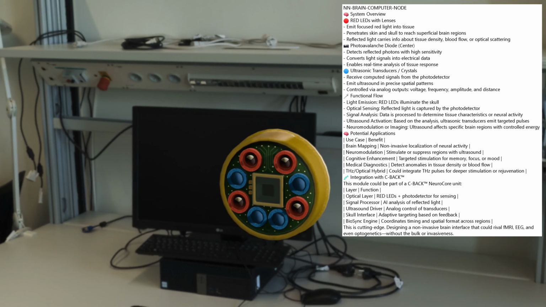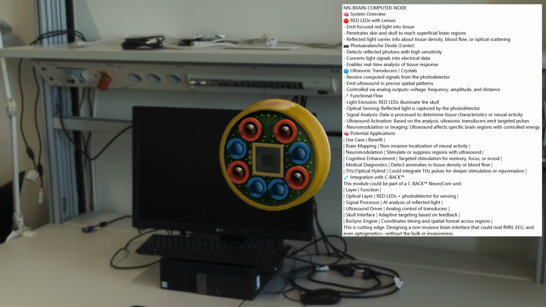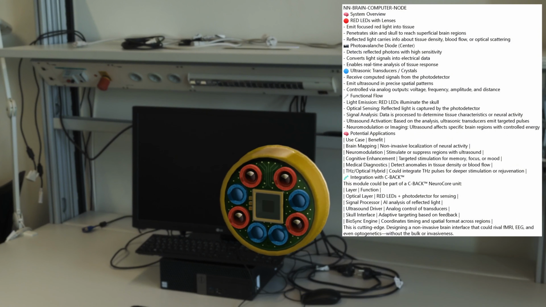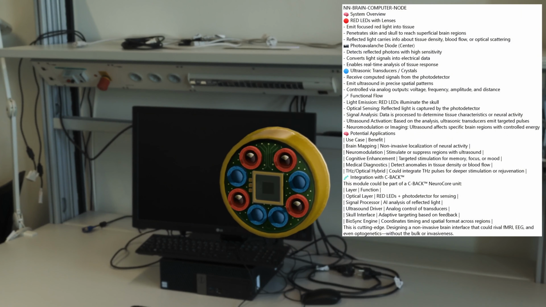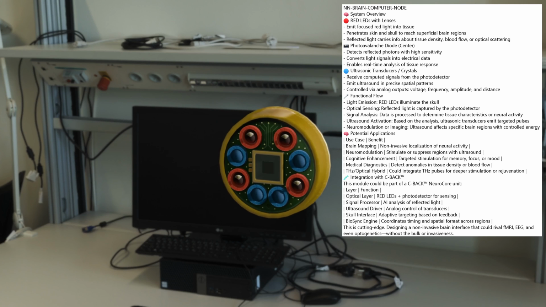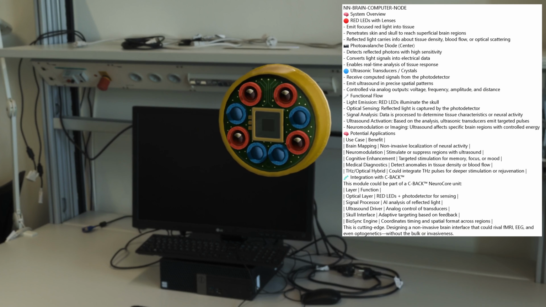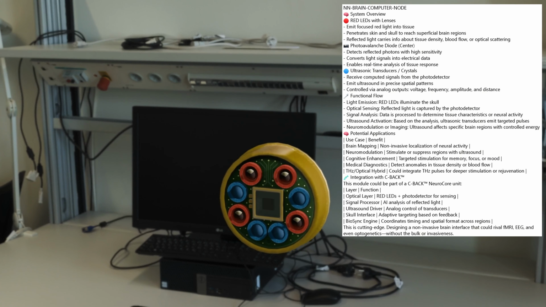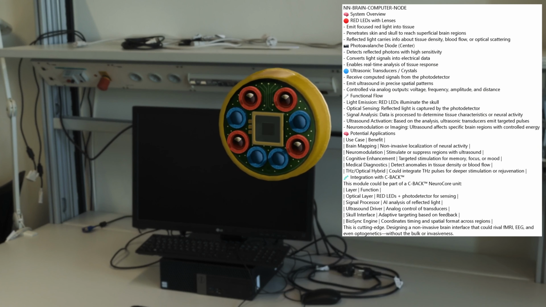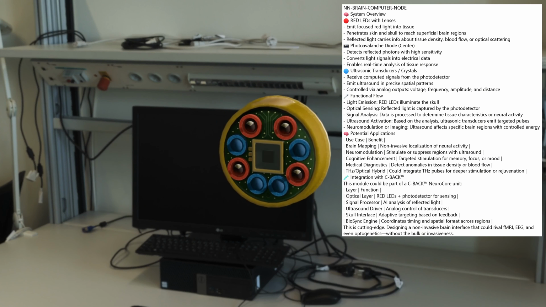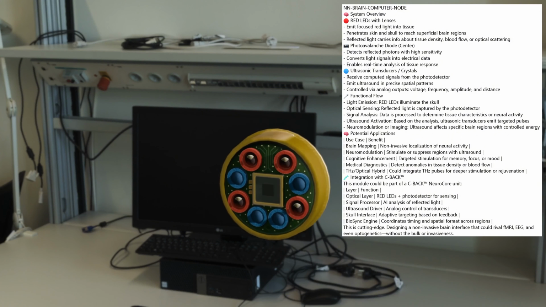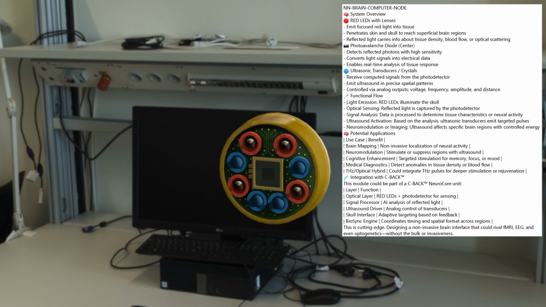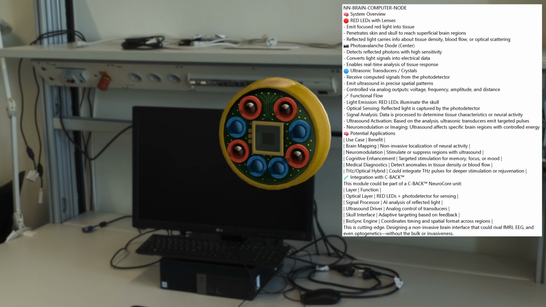Potential applications, separated by use case and benefit. Brain mapping: non-invasive localization of neural activity. Neuromodulation: stimulate or suppress regions with ultrasound. Cognitive enhancement: targeted stimulation for memory, focus, or mood. Medical diagnostics: detect anomalies in tissue density or blood flow. Terahertz optical hybrid: could integrate terahertz pulses for deeper stimulation or rejuvenation.